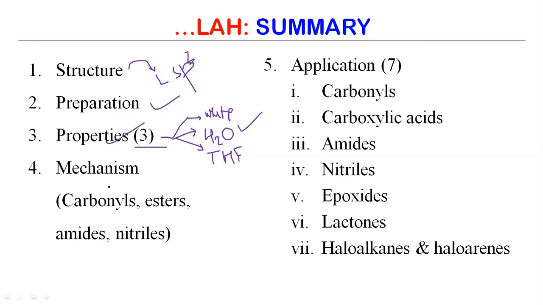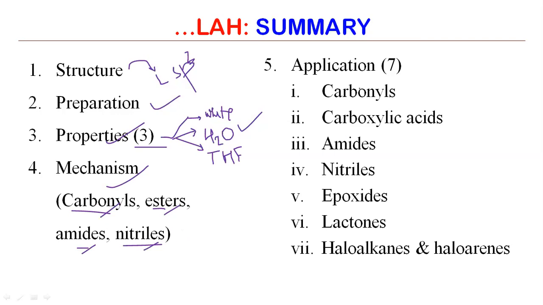As far as the mechanism is concerned, we have discussed that in case of carbonyl, ester, amide or nitrile, whatever the functionality, the first step will be the transfer of hydride from LiAlH4 to the electrophilic carbonyl carbon. Then, depending on the functionality, it can undergo different electronic rearrangement to give different products in case of carbonyl, ester, amide, and nitrile.